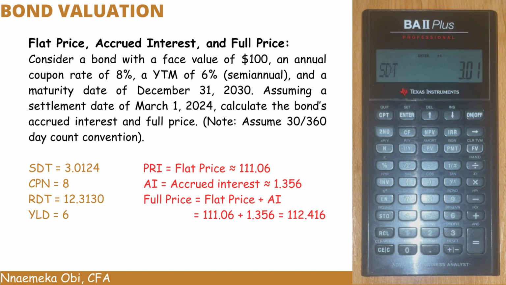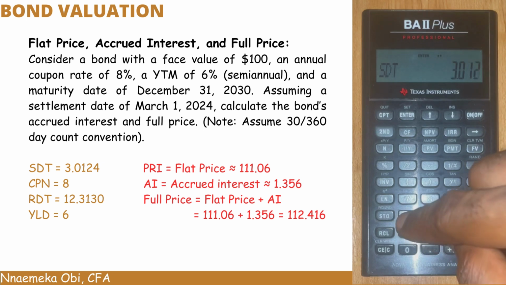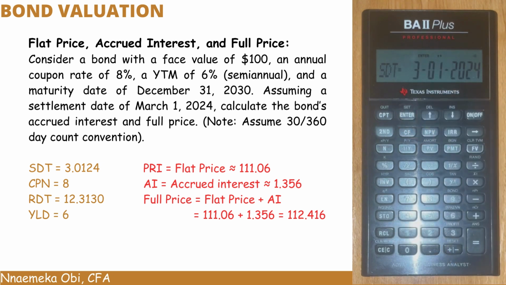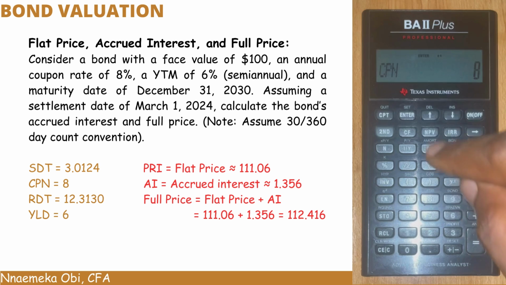And the final thing we are going to put is the year. So we put the last 2 digits of the year. We'll press 24. Then we'll press enter. So we have entered the settlement date. We'll press arrow down. We are asked to put the coupon rate. For this bond, the coupon rate is 8%. So we'll press 8. We'll press enter.